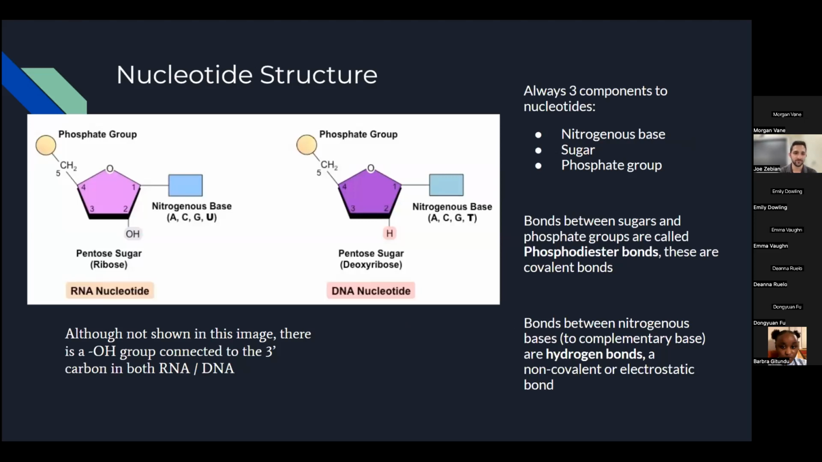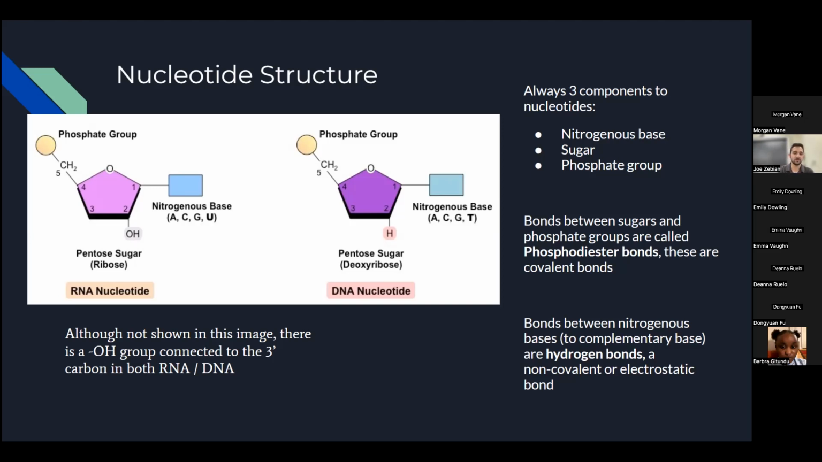Okay, nucleotide structure. So there are always 3 components to a nucleotide. Nucleotides are made up of nitrogenous bases, a sugar, and a phosphate group. You can see that in either one of these pictures. Bonds between sugars and phosphate groups are called phosphodiester bonds. These are also bonds in the DNA backbone that hold each base together, not when bases are interacting. So when you have a GC bond, that's hydrogen bonding. But when you have the DNA backbone itself, these are phosphodiester bonds.